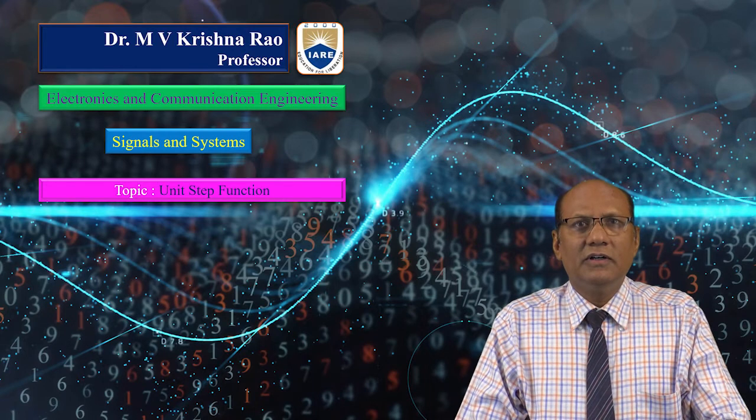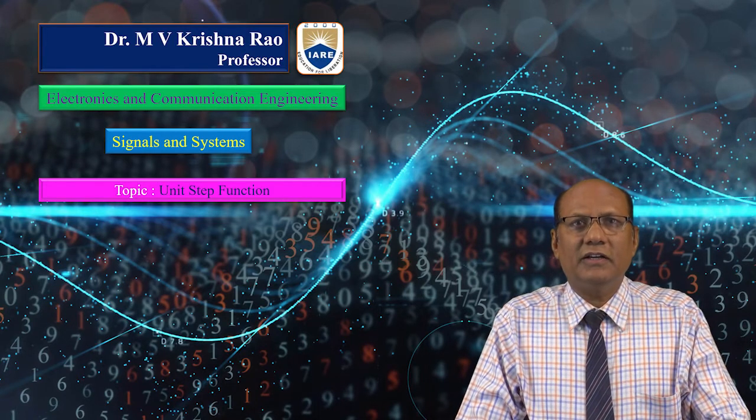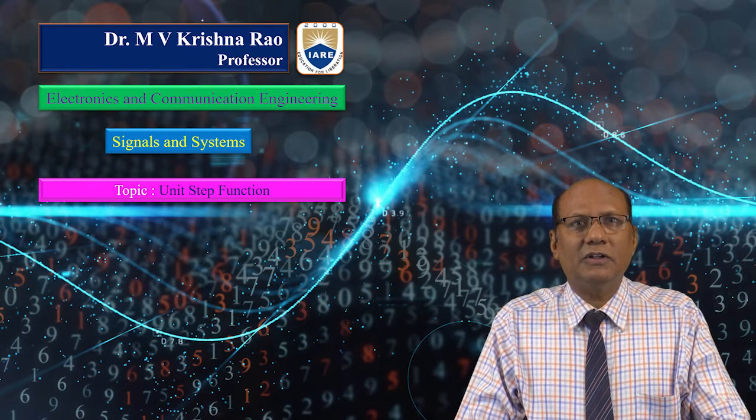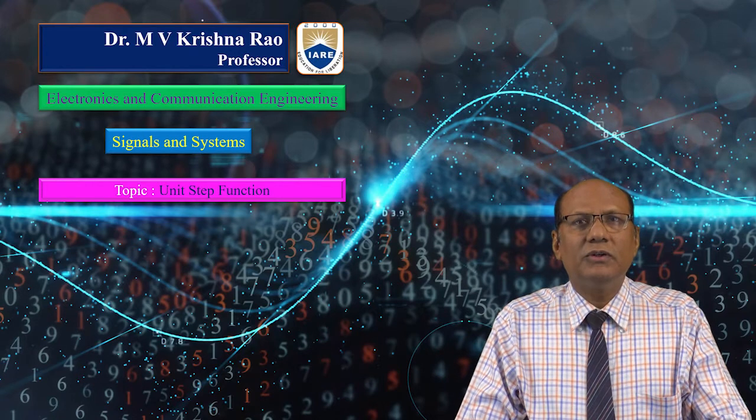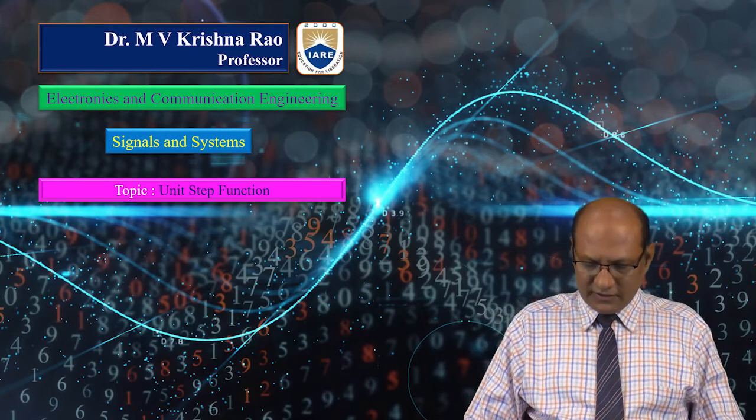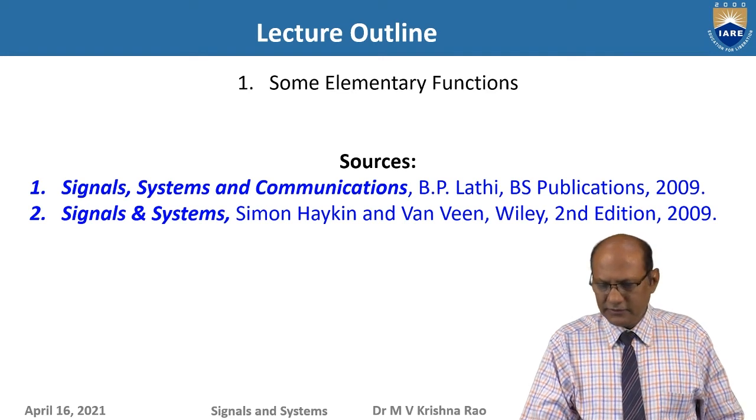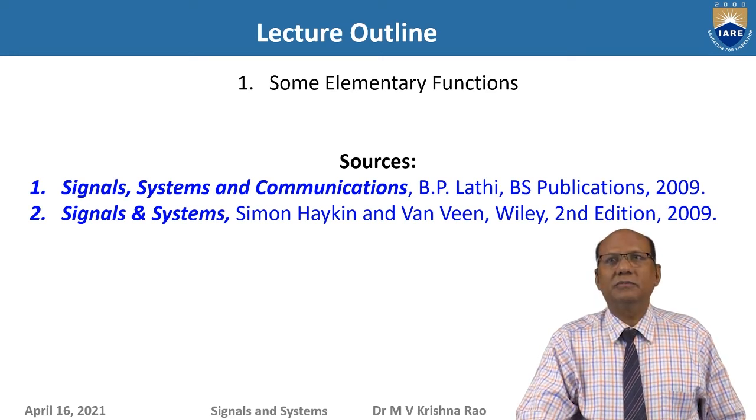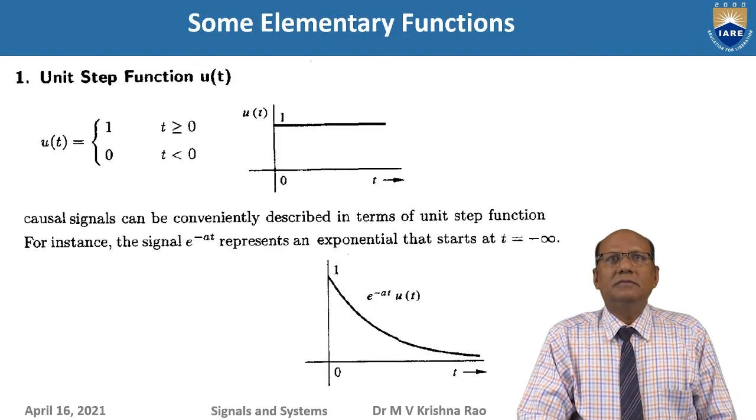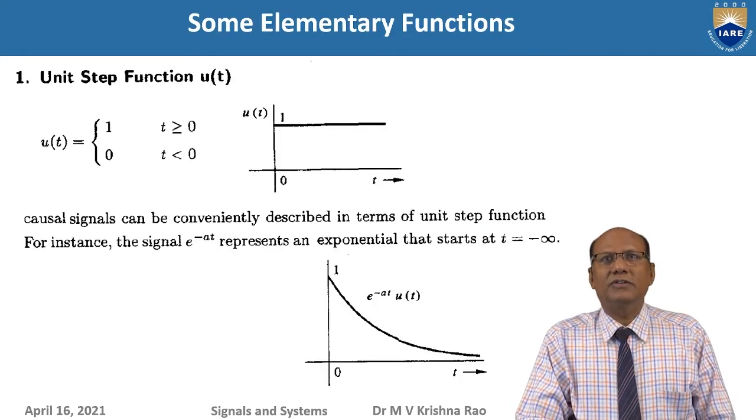Signals can be continuous time signals, and of course, discrete time signals are also there. So the independent variable is only time. And I'm going to discuss these two elementary signals, that is unit step function and unit delta function. The sources for this lecture are these two textbooks, B.P. Lathi and Simon Haykin. So let us start with the unit step function.